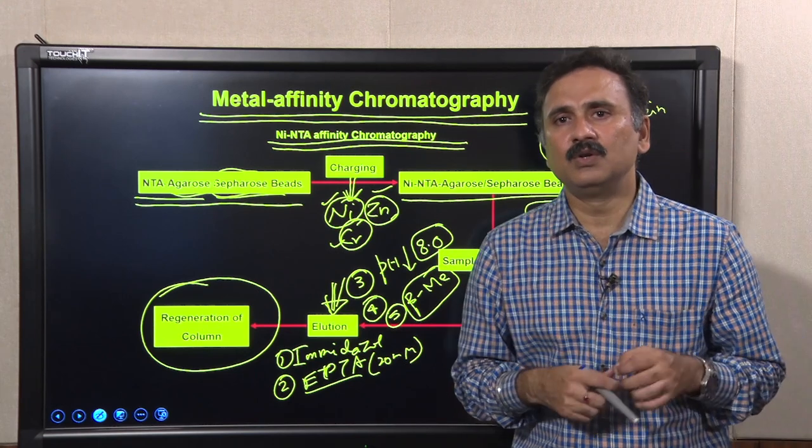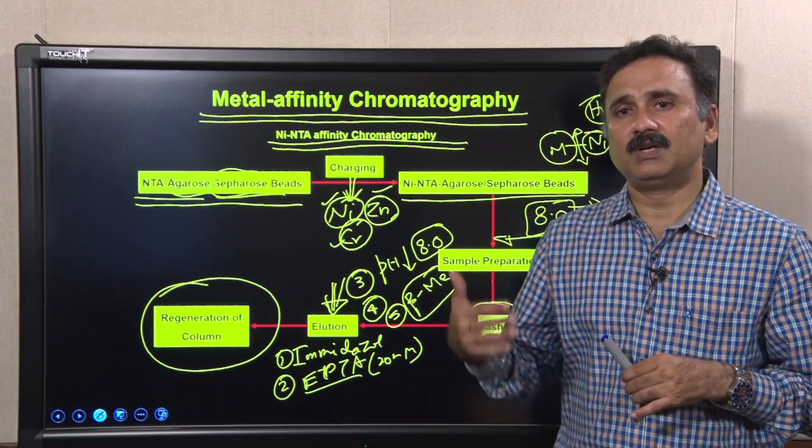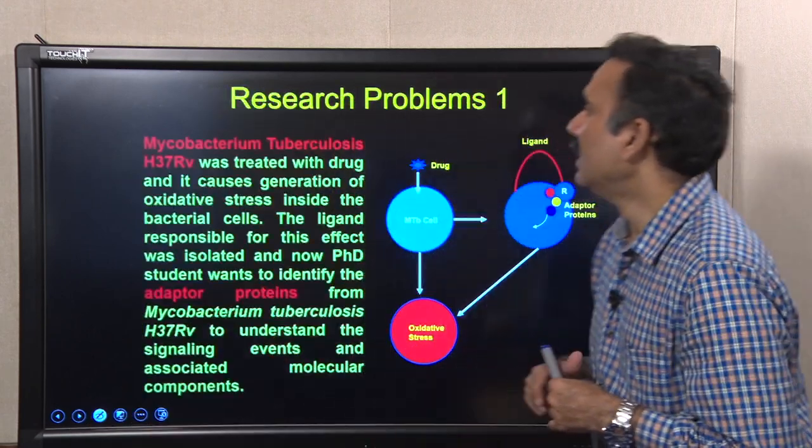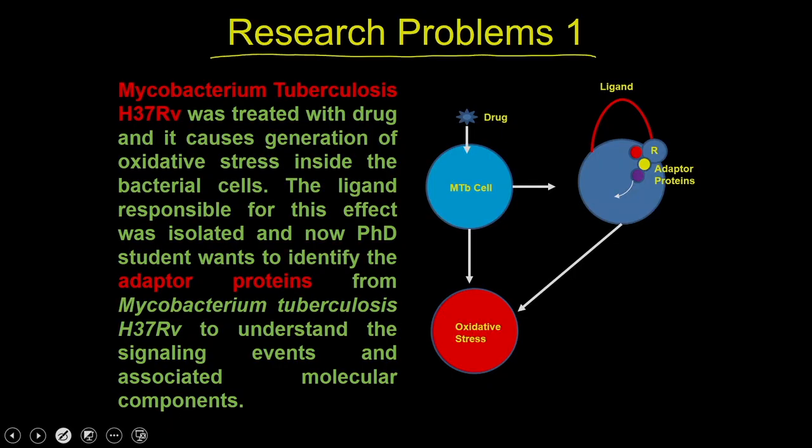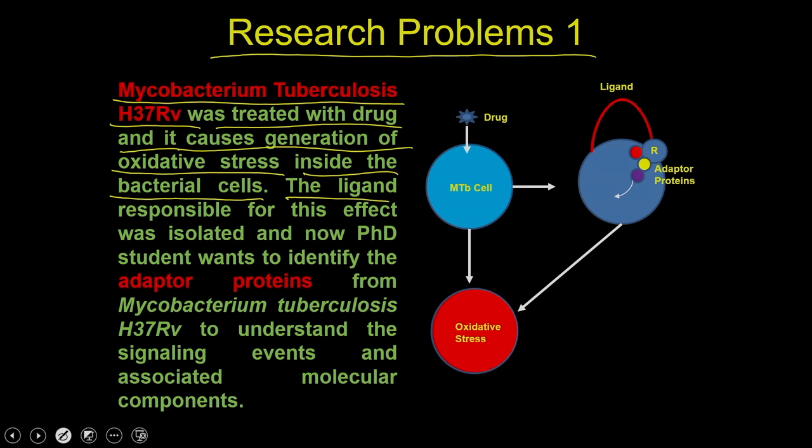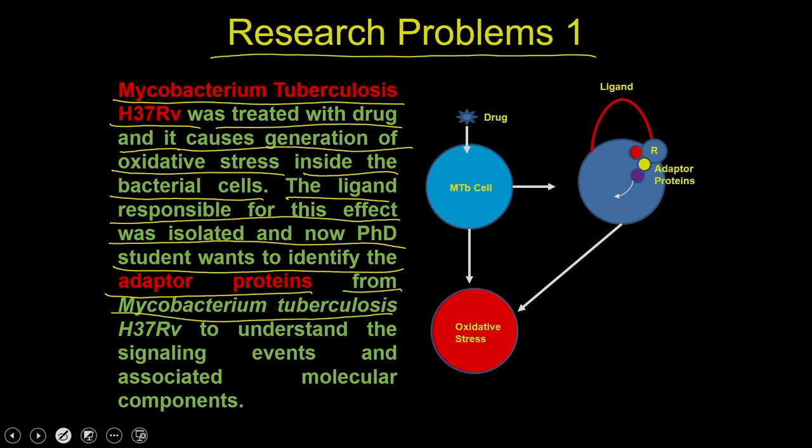So with this, we would like to move on to address some of the research problems related to affinity chromatography. The first problem, where we can use affinity chromatography, is that Mycobacterium tuberculosis H37Rv was treated with an anti-TB drug, and it causes the generation of oxidative stress inside the bacterial cell. The ligand responsible for this effect was isolated, and now a PhD student wants to identify the adapter protein from Mycobacterium tuberculosis to understand the signaling events and the associated molecular components.